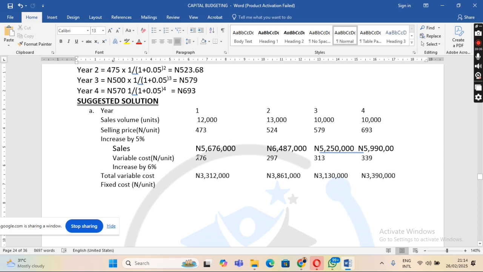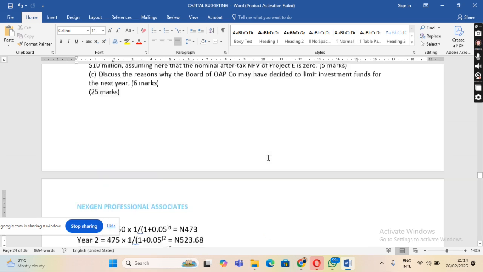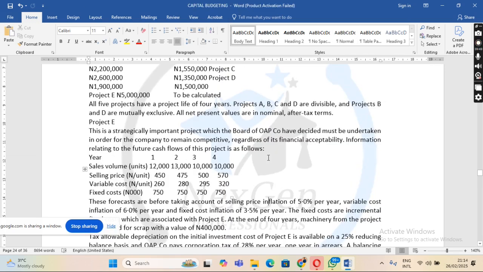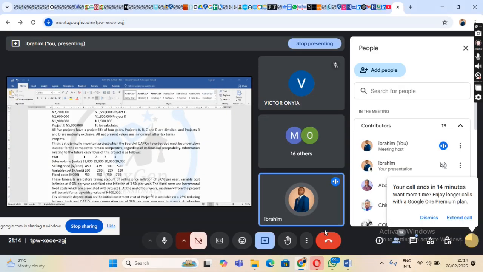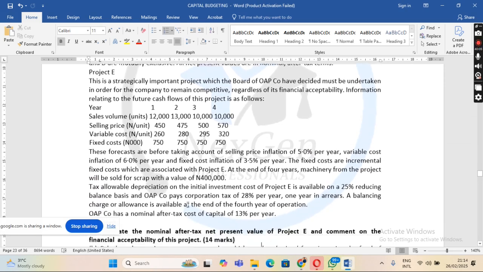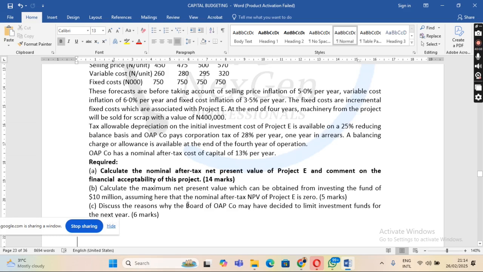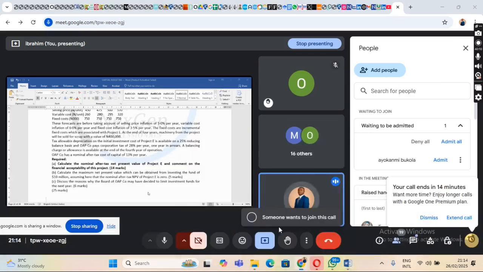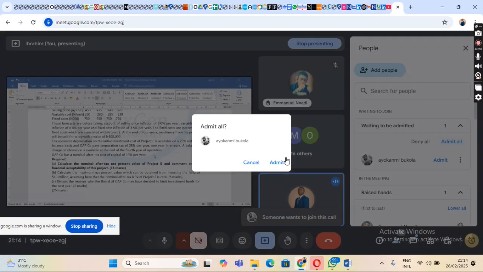So what do we have here? The variable cost will still change, right? The variable cost for the first year will still remain the same. Please, class, what do you have for year 2? Just screenshot this. You can see the variable cost: 260, we already know for year 1, 280, 295, and 320. Class, are we still together? That is why the question is 14 marks, because they knew that students will just multiply it.